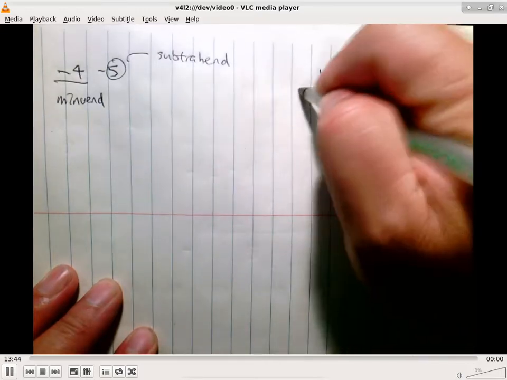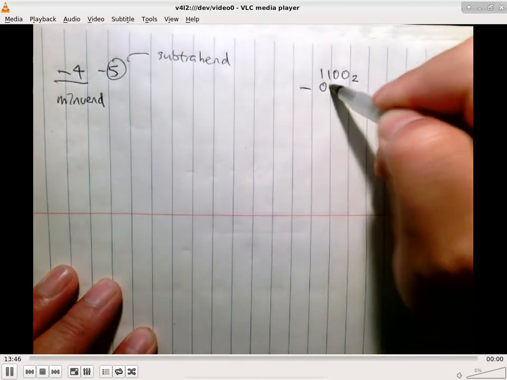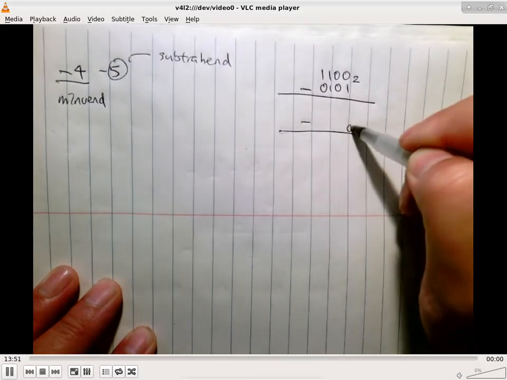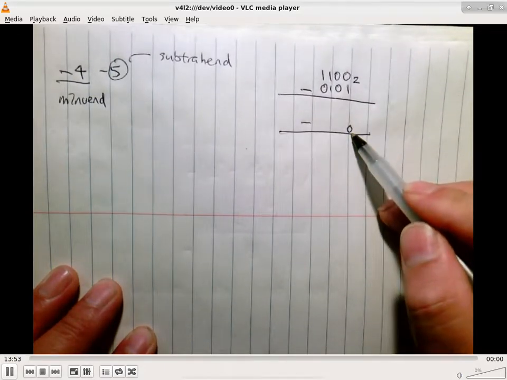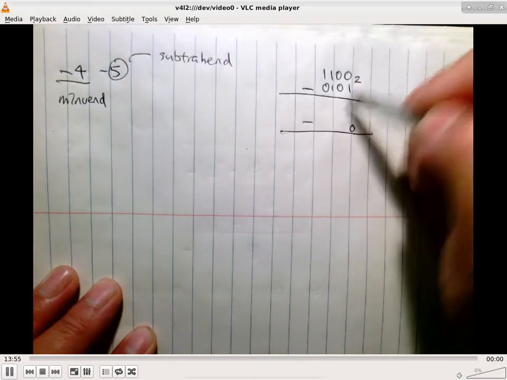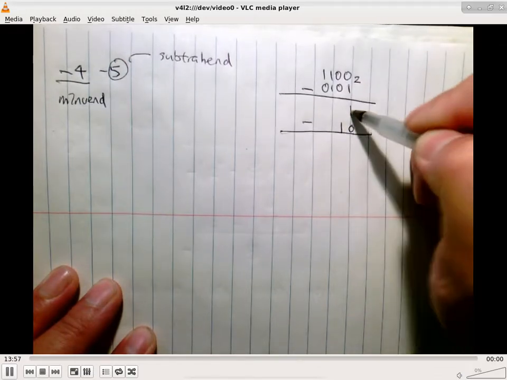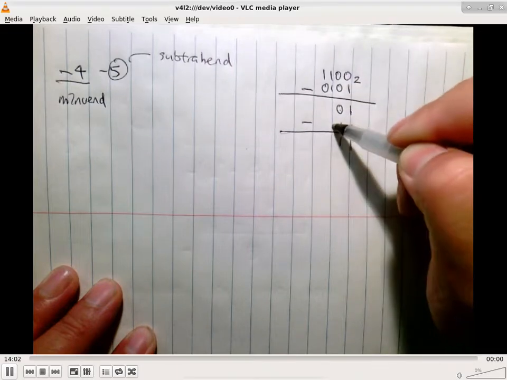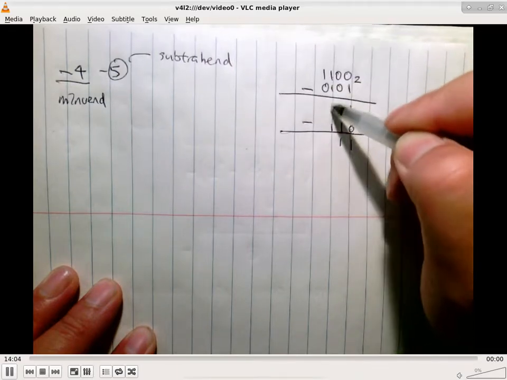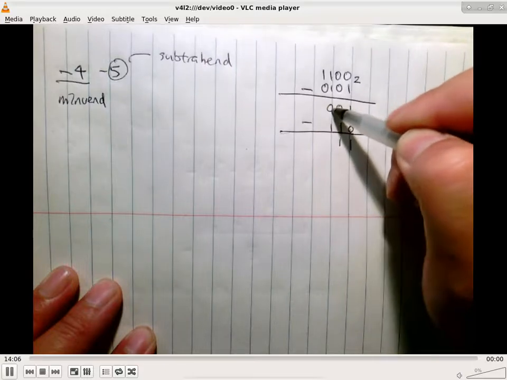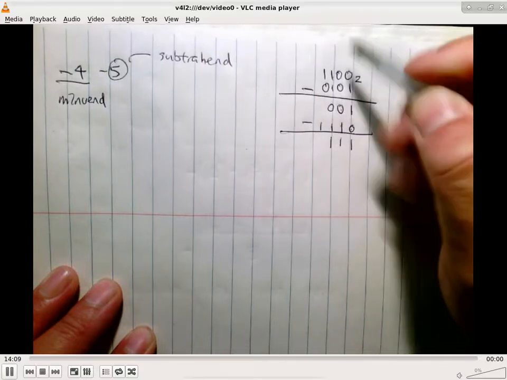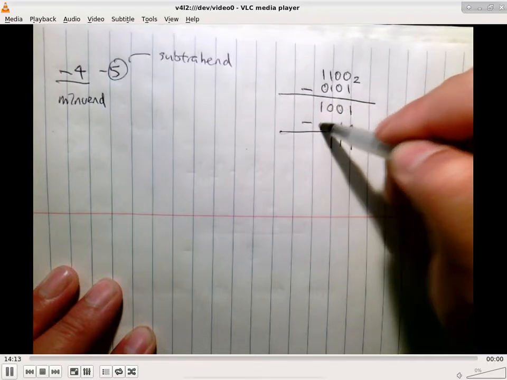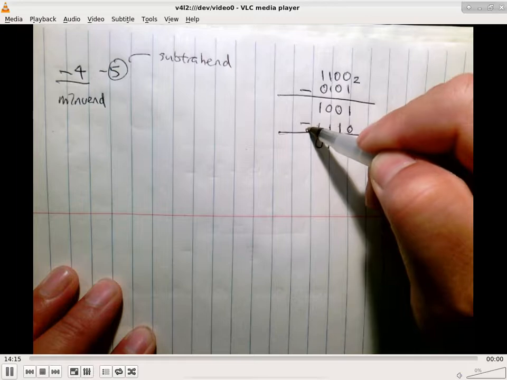And then we'll go through the subtraction. So 5 is 0101, and we'll do the usual subtraction thing. So this is the borrow, always assumed to be a 0. 0 minus 1 is a 1 with a borrow. 1 minus 0 is a 1. 0 minus 0 is a 0. 0 minus 1 is a 1 with a borrow. 1 minus 1 is a 0. 0 minus 1 is a 1 with a borrow. 1 minus 0 is a 1. 1 minus 1 is a 0. And there's no overall borrow.